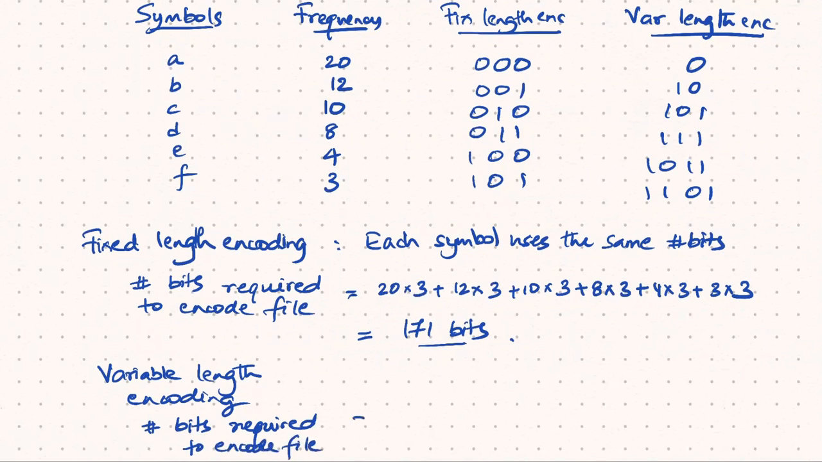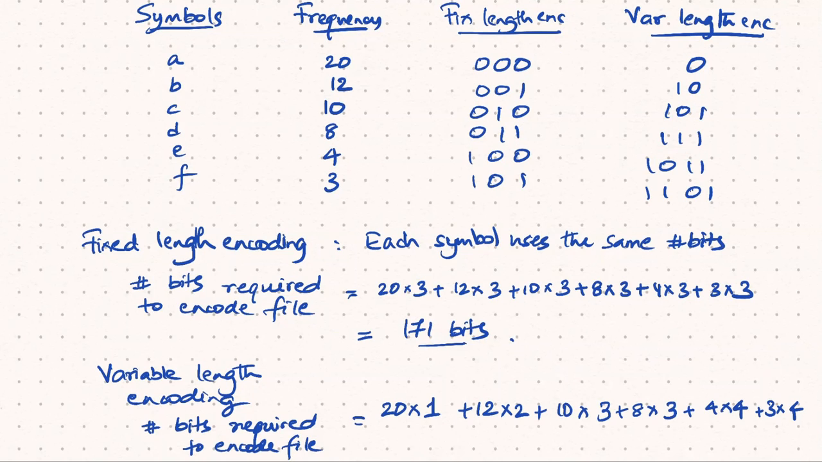in this case, A occurs 20 times, but each time you're just using 1 bit, right? B is occurring 12 times, and each time here we are using 2 bits for B. Okay. C is occurring 10 times, but each time we are using 3 bits in this encoding. And D is occurring 8 times. Each time we are using 3 bits here for D. Then E is occurring 4 times, and each time we are using 4 bits for E. And F is occurring 3 times, again using 4 bits.